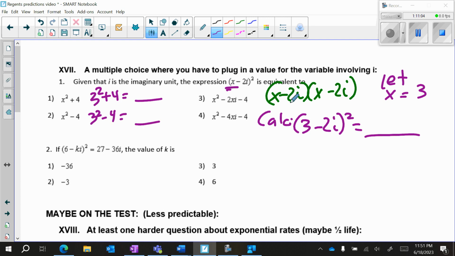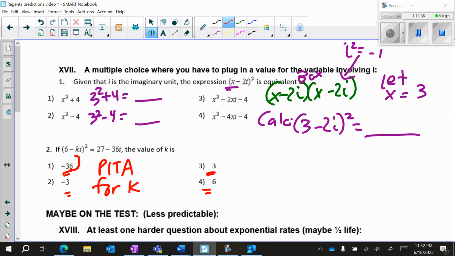Now, yes, you could do this the real way, which is the box method. But the key is, if you ever get an i value that is greater than 1, like i squared, for example, you're going to have to change i squared to -1. So just keep in mind, it gets a little ugly if you do this by hand. For the second one, I tried to do it by hand, and then I realized that it got kind of ugly. So another option is you can plug in the answers for k. You would go to each one, plug in the values for k, like -36, for example, and see what you get and solve it out.